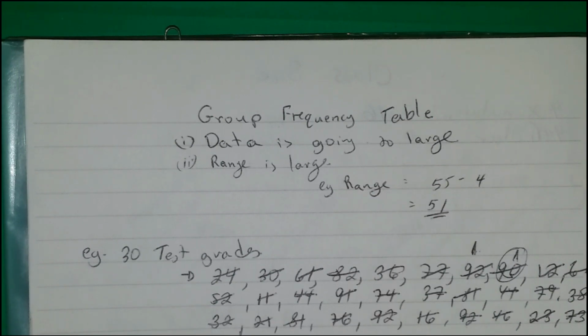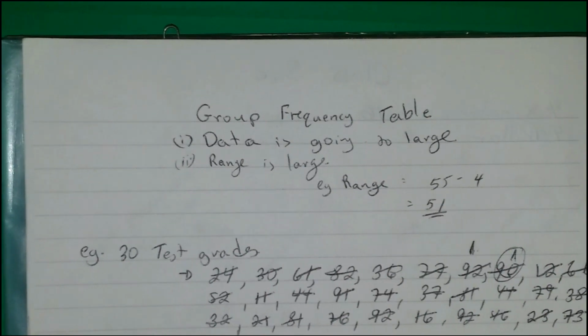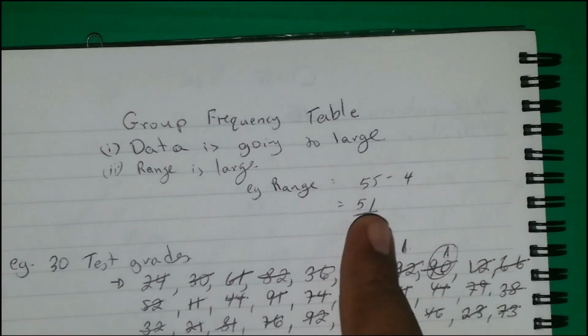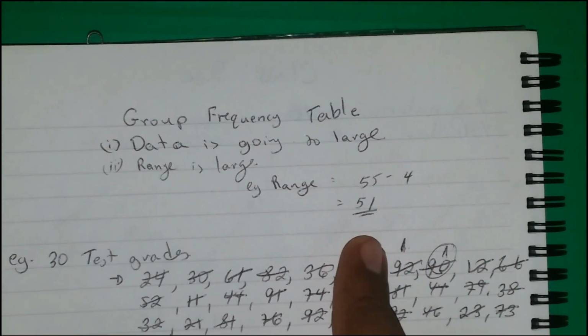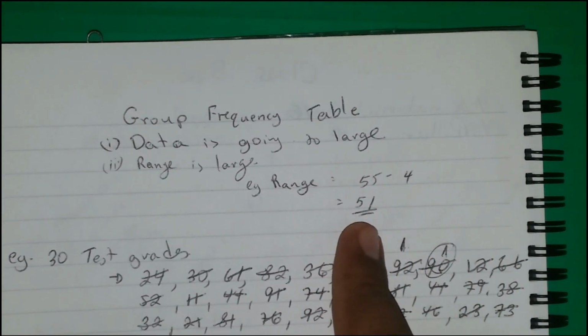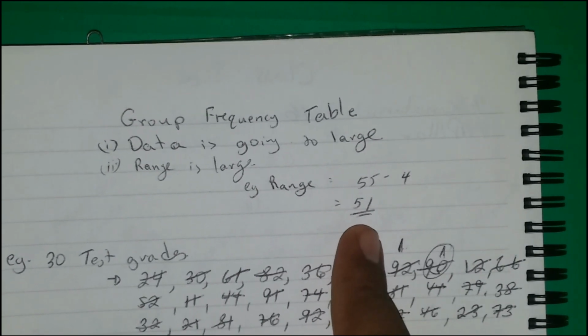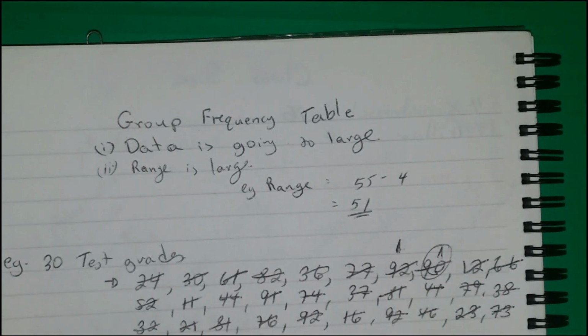Apart from that, the range has to be large as well. Now the range, you know how we get the range? The largest entry minus the smallest entry gives us an answer, and if that answer is greater than 10, then we consider it to be large. If it's 10 or less, then it is going to be very small, and then we could use the ungrouped frequency table, right? So that was what we did in the previous lesson.